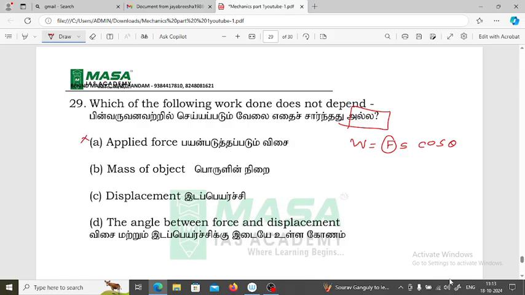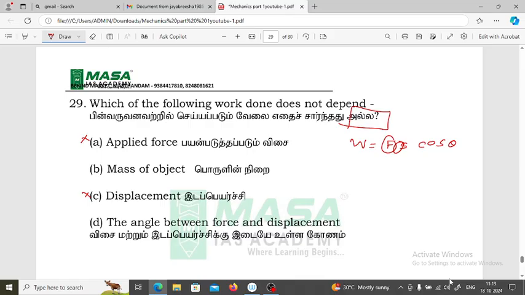Next, mass of the object. Wait, does mass come anywhere in this formula? No, mass does not come. Look at the third option, displacement. Work done is equal to force into displacement. Then the final option, the angle between the force and displacement. Displacement comes in work done, so this option will not be the answer.